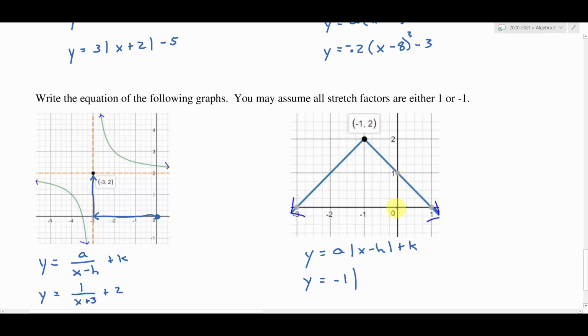Then I use my locator point to determine how it moved. Remember, if it hadn't moved at all, it would be at 0, 0. But this one is not at 0, 0. So I go from 0, 0 to the left 1. Right? So it went left 1, so I need an x plus 1. And then it went up 2. So that means we need a plus 2. That completes my equation for this graph.